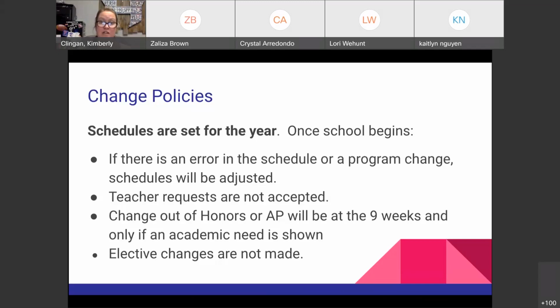What will not be changed is, oh, I really didn't want psychology and sociology. I want interior design. Well, we can't do that. Those classes were full and chosen at that point, but we will definitely change errors that come up for sure. Another thing that we can't do is we can't do teacher requests if that's Pandora's box there. So if we went in and made teacher changes, then the floodgates would be open and we would have all kinds of changes for teacher requests.